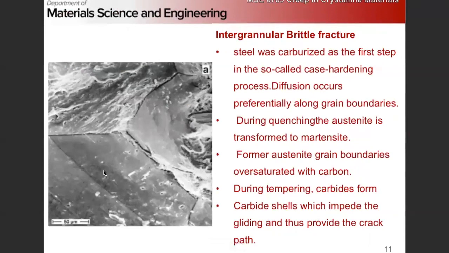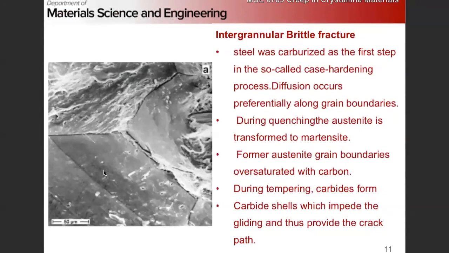Okay. So we know we need to weaken the grain boundaries. So how do we do that? In this example, we see a crack propagating along these grain boundaries. This was in a steel that was carburized, right? Remember, everyone buys case hardened tools. What is meant by case hardening is typically you give it a carburization process.